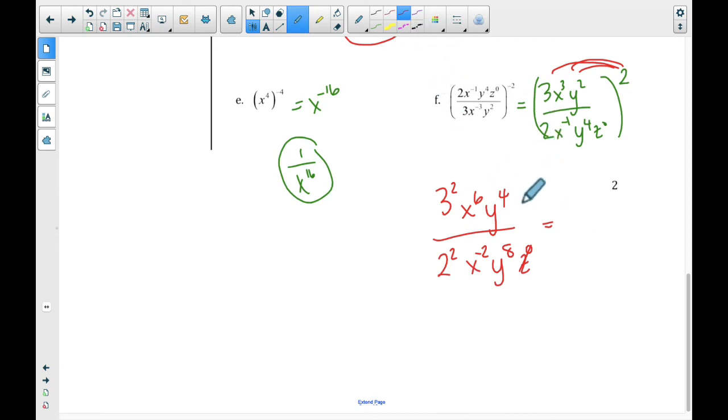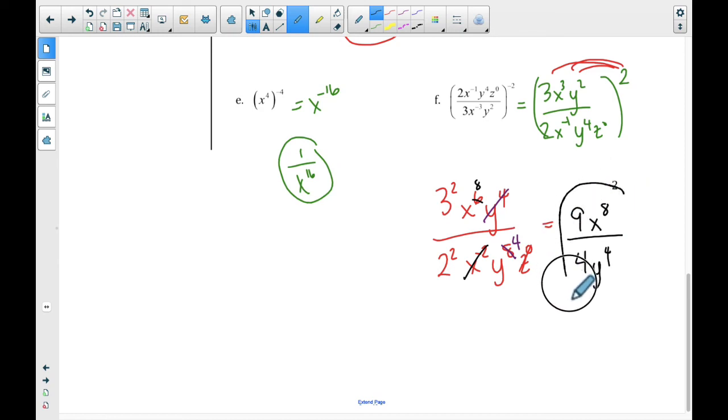With the y's, we have 4 y's up here that cancel with 8 over here to leave me with just 4 left over. With the negatives, you have to bring it up. So you could think of it as 6 minus negative 2. 6 minus negative 2 is 8, x to the 8th. So what I have now is 9x to the 8th over 4y to the 4th.